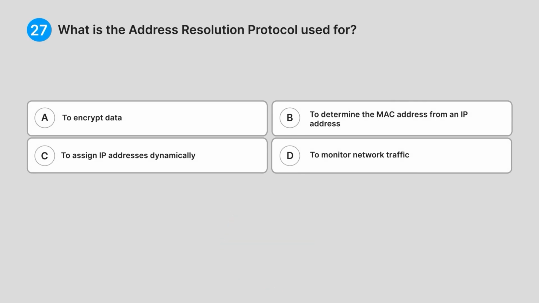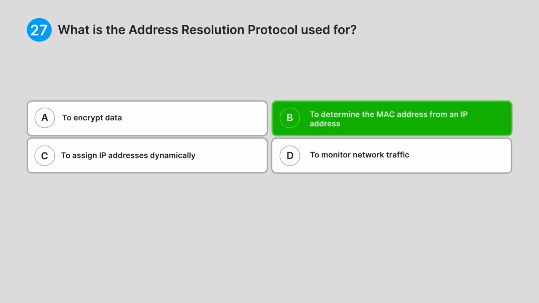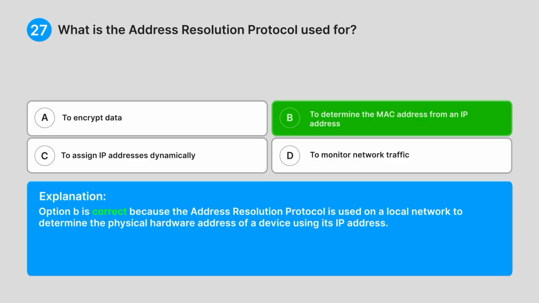Correct answer. B. To determine the MAC address from an IP address. Explanation. Option B is correct because the address resolution protocol is used on a local network to determine the physical hardware address of a device using its IP address.